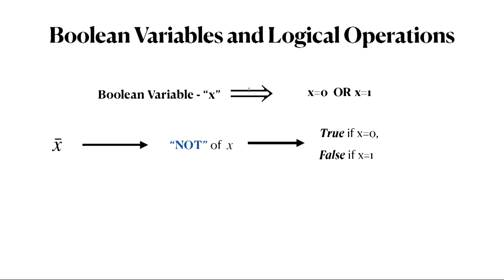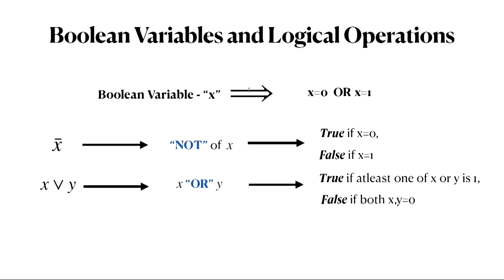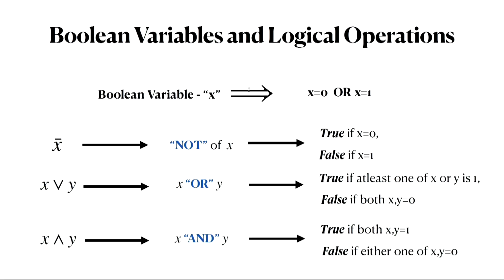The first logical operation is when I say x bar, I mean not of x, which is basically that x bar is true if x is 0 and x bar is false if x is 1. The second is x or y. x or y is true if either x or y or both are true, where true is 1 and false is 0, and x or y is false if both are 0. And x and y is true if both x and y are true, and it's false if even one of them is 0.